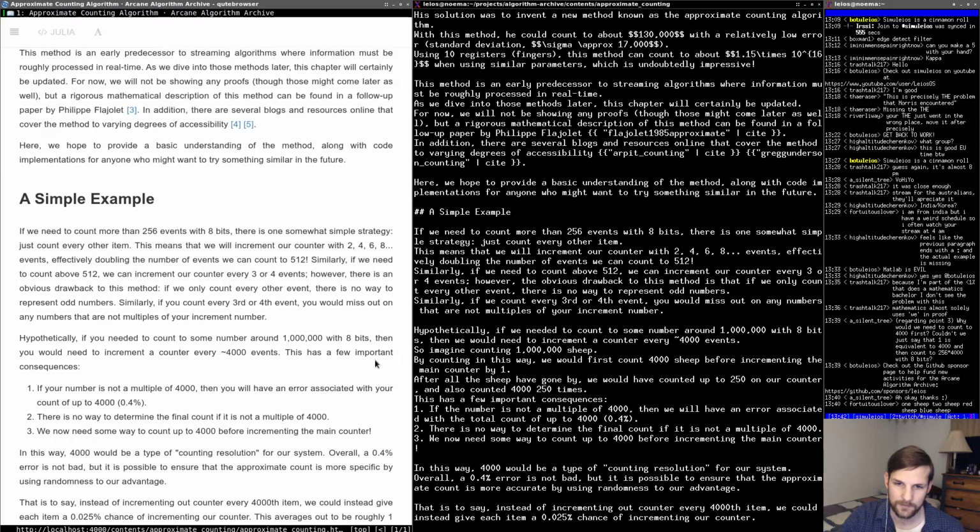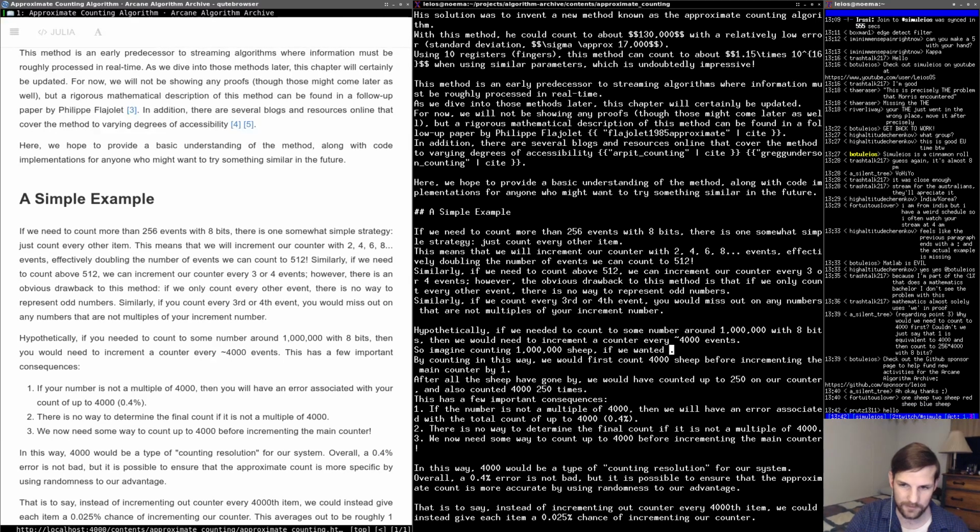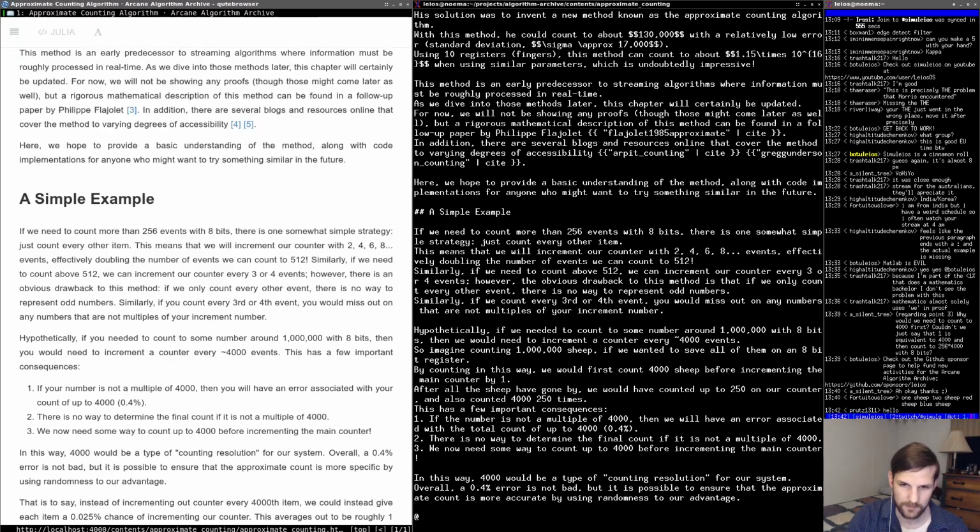Let's see. So imagine counting 1,000 sheep. Hypothetically, if we need to count... Okay, I think I'm just going to put this in the previous sentence. If we wanted to save all of them on an 8-bit register, we would need to increment our main counter every 4,000 events, every 4,000 sheep, something like that.